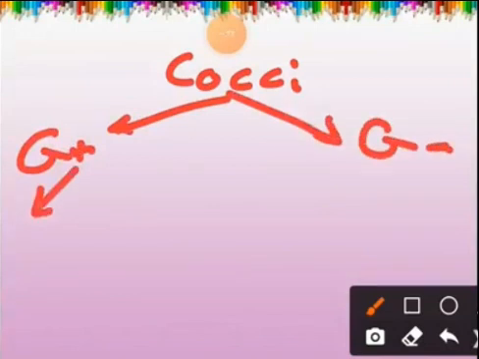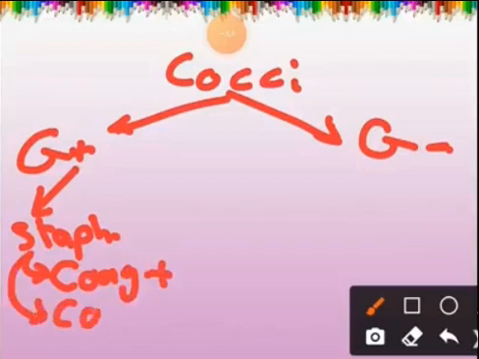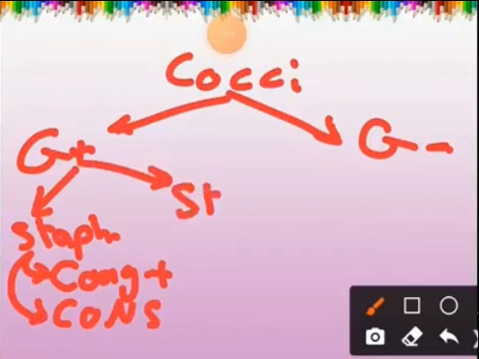Among the gram positive bacteria, we have staphylococci, and we classified them according to the pathogenicity or coagulase production into coagulase positive, which includes Staphylococcus aureus, and coagulase negative Staphylococci, which includes the other species, Staphylococcus epidermidis, saprophyticus, and so on. Also, the other gram-positive cocci, the Streptococci, are classified according to their hemolytic pattern into alpha, beta, gamma, or according to the Lancefield grouping into group A, B, D, and so on.